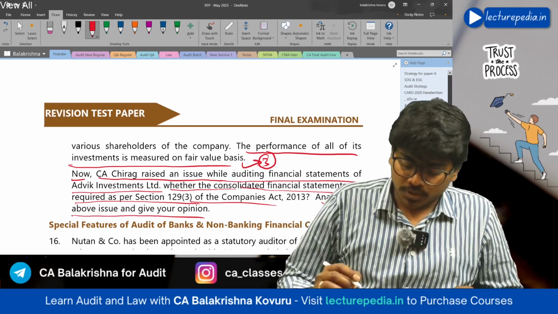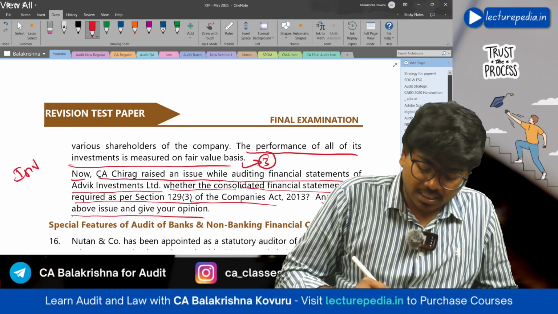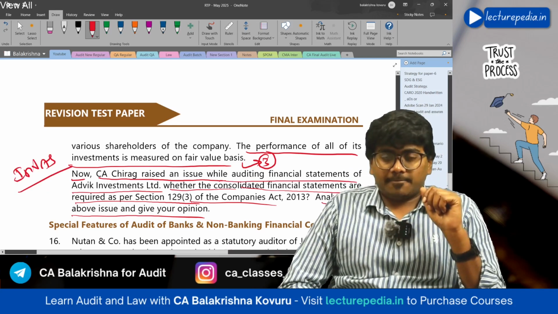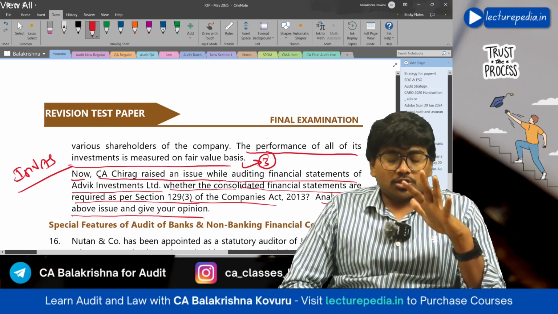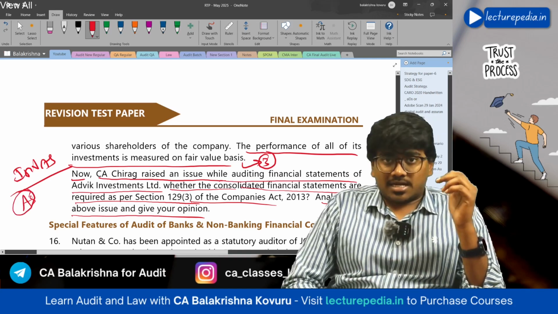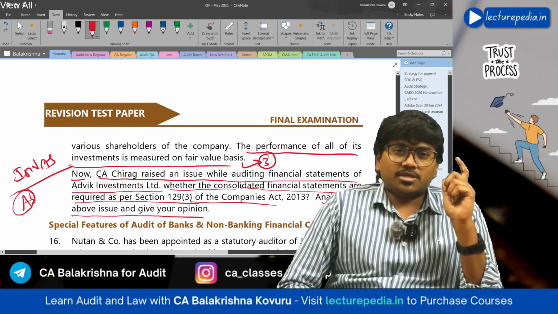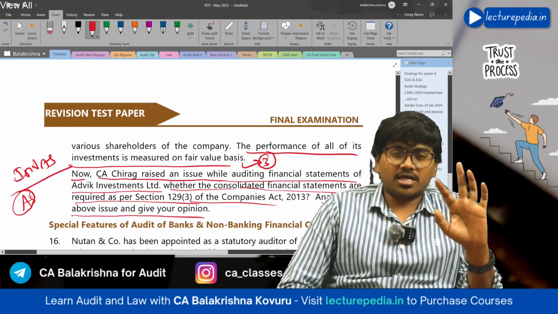Analyze the above issue and give your opinion. See, if this company is following IND-AS, Indian Accounting Standards, then consolidation is not required. As per IND-AS, if the company is an investment company, then it need not prepare consolidated financial statements. However, if it is following accounting standards, then under accounting standards there is no exemption for an investment company, but there is an exclusion. There is a difference between exemption and exclusion.